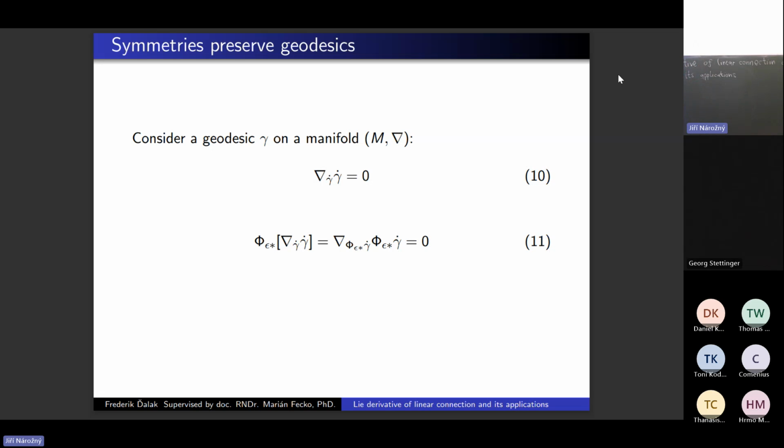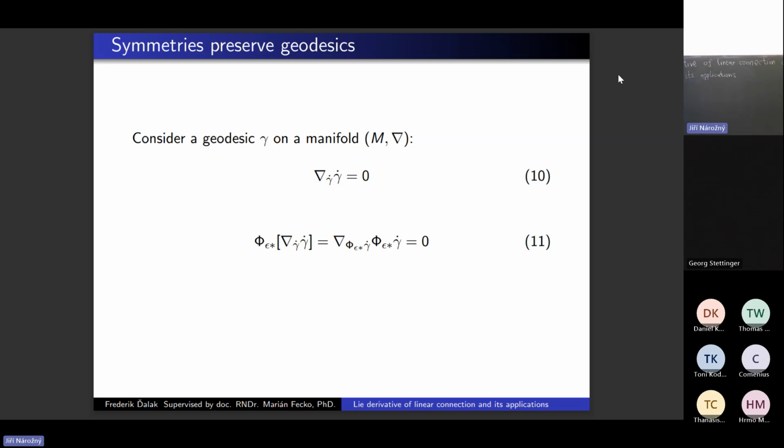And what we get is a similar equation to the one which we started from, but instead of the tangent vector to the curve gamma, we now have the push forward of the tangent vector to the curve gamma. And if you want to compute the push forward of this tangent vector, you just take the curve gamma, then you shift it using the transformation, and then you compute the tangent vector to the shifted curve.